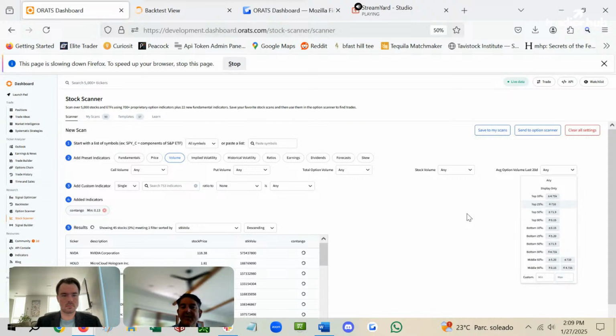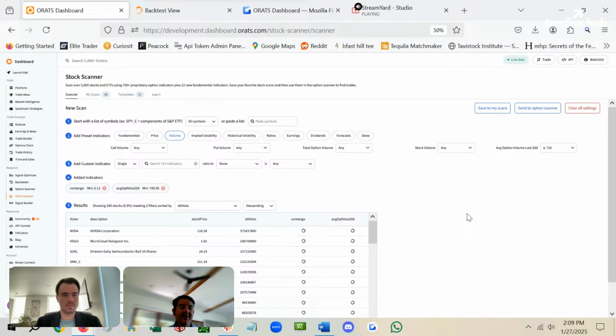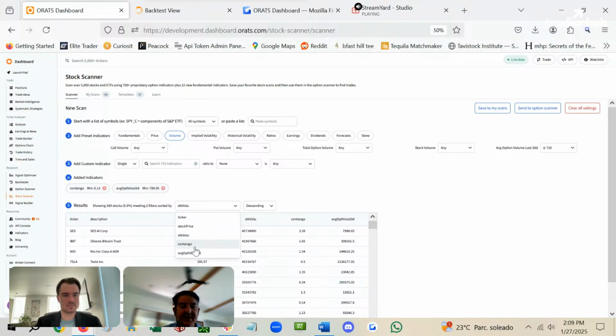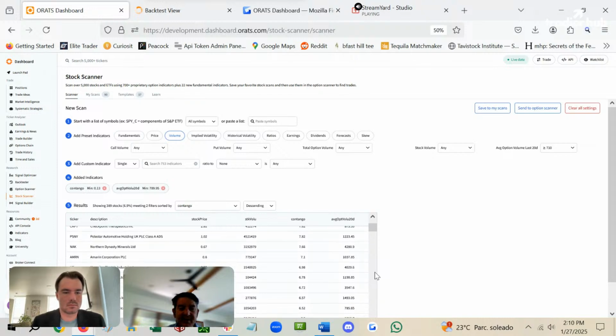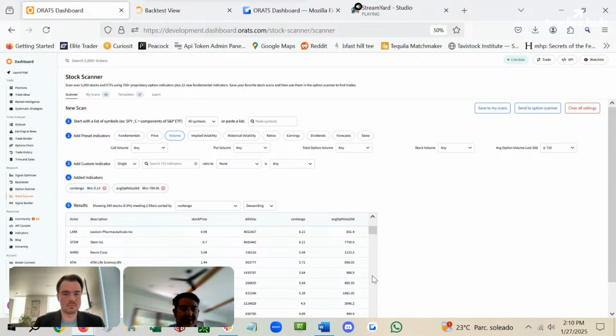I'm traveling this week, Tyler, so my computer might be a little bit slow, but hopefully it comes up. So here's some Contango stocks, and let's look at high Contango. IBIT was one. Some of these are low price stocks. SLNO Therapeutics has high Contango. Let's see if there's anything that we can look at here.